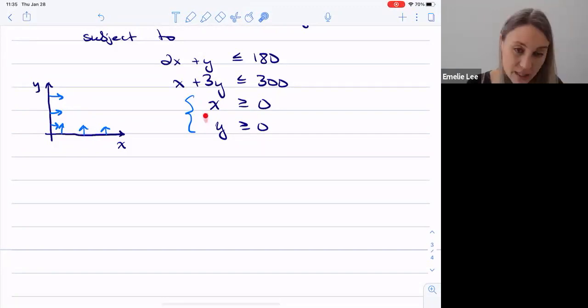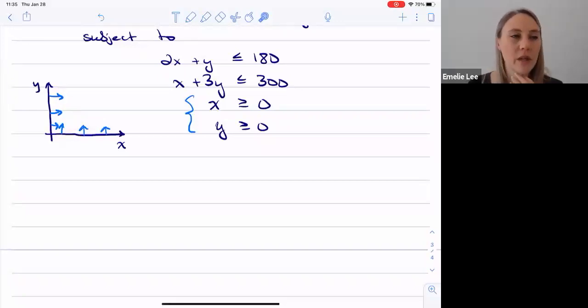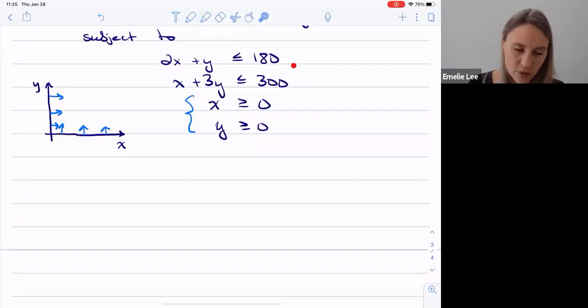So that's all these things are saying, is that, okay, we're restricted to this one quadrant. So the conditions that we're going to be working with are these two: 2x plus y has to be less than or equal to 180, and x plus 3y has to be less than or equal to 300.